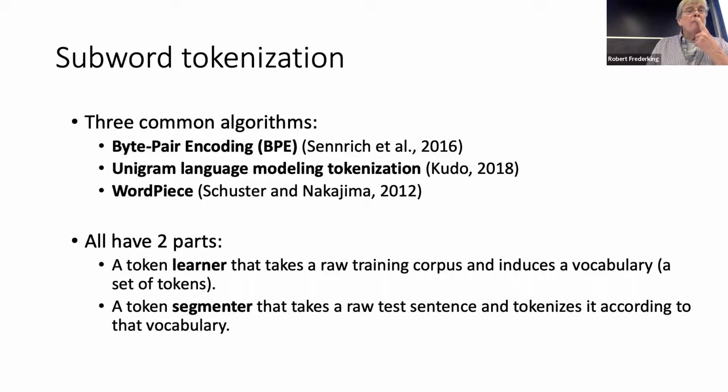So we're going to look at byte pair encoding in a little bit of detail. That's one of the most famous ones. The SentencePiece software does all three of these, depending on what you ask for. And all of these things have two parts, like many things do. There's a token learner that takes a raw training corpus and produces a vocabulary of the size you want. And then once you've got that, there's a token segmenter that uses this learned segmentation to actually segment the corpus.